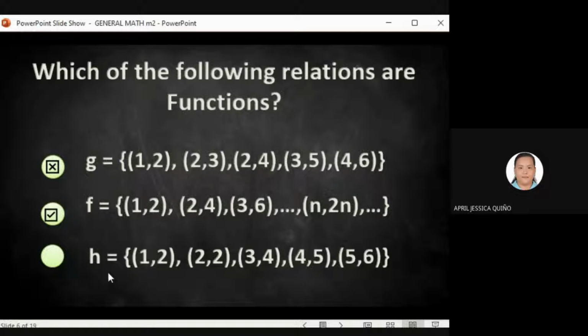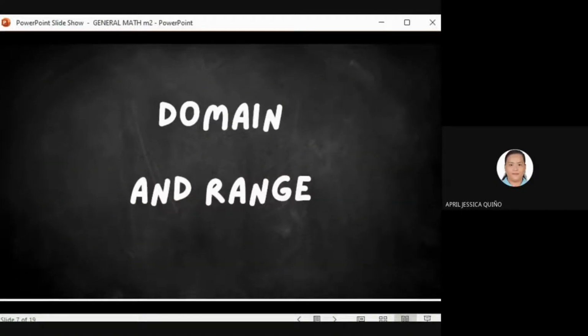How about for set H? Tama, this is a function. It's because hindi naman naulit yung value ng ating mga x. So, 1, 2, 3, 4, and 5. They do have different inputs. Okay, so now I hope you understand the difference of function and relation.